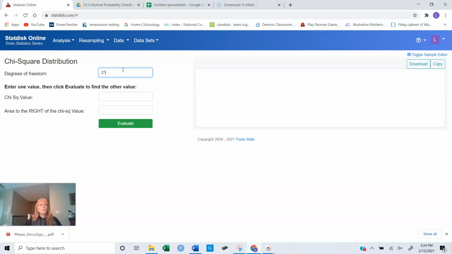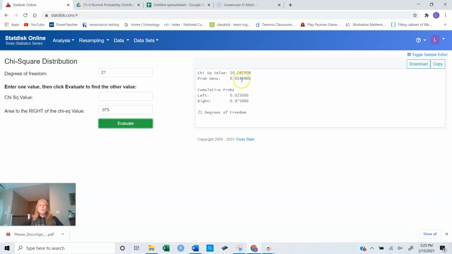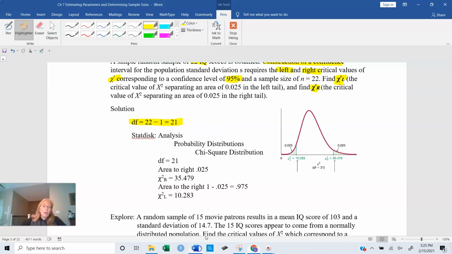All right, we do not know our chi-square value, but we do know the area. Remember, it was 95, so we're going to use 0.025 and evaluate. And you need to write down this number, 35.478842. That is our number to the right, our chi-squared right. Now we have to do the number to the left. So it's 1 minus 0.025, which is 0.975. Hit evaluate, and then we get the 10.282908. Sorry about that, I was in a different screen. All right, back to our notes.